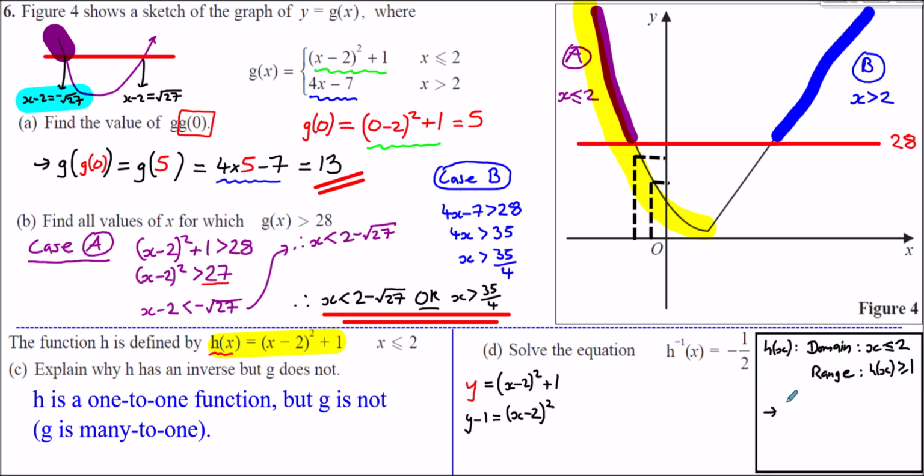So from that, we can then work out some properties of the inverse, because we need to remember, for the inverse function, the domain and range switch. So for the inverse, the domain will be what the range of h of x was. The range of h of x was that h of x needs to be 1 or greater. So the domain of the inverse is that x will need to be 1 or greater. And the range of the inverse function will be that the inverse needs to be less than or equal to 2.